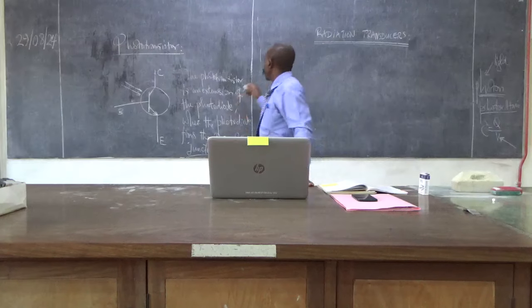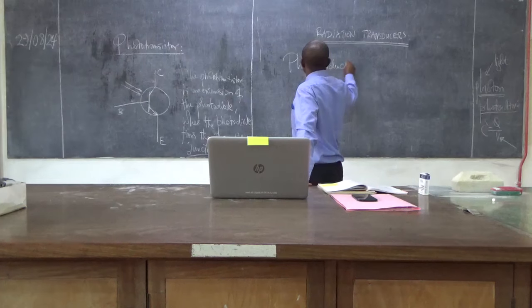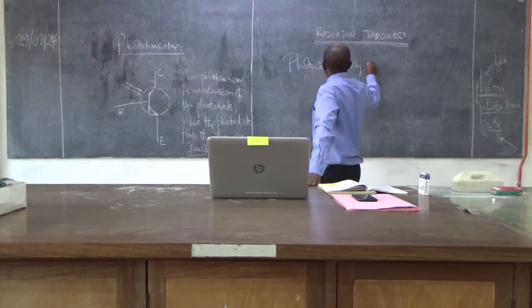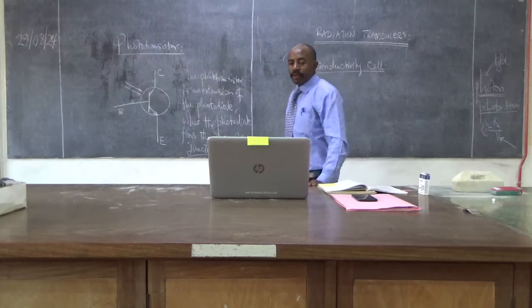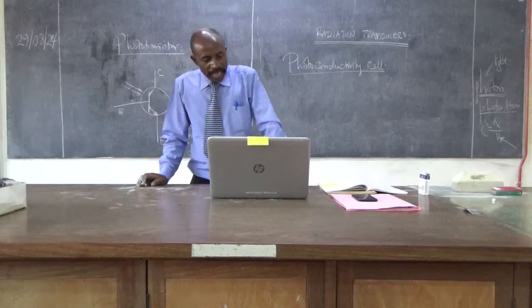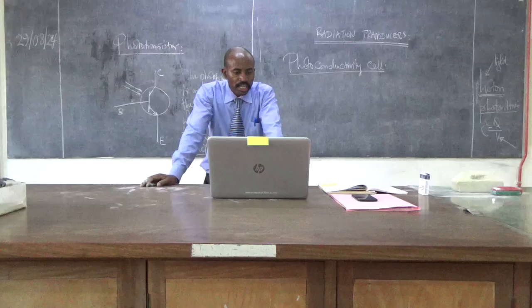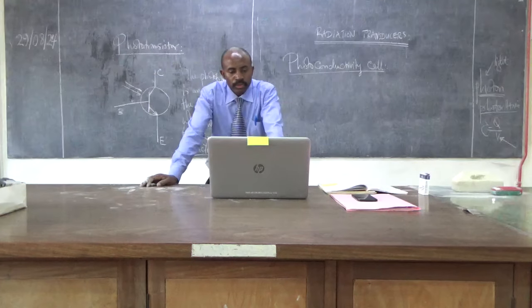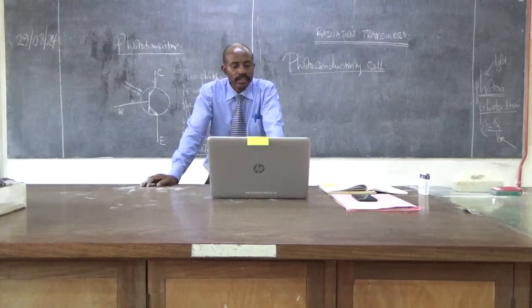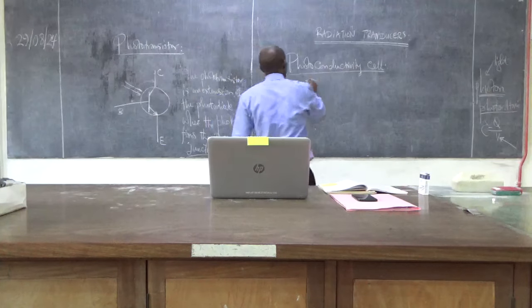Then there is a photoconductivity cell. The photoconductivity cell or photoconductive cell is a semiconductor device whose conductivity or resistance changes when exposed to light. The materials used are the sulfides and the selenides of cadmium and lead.